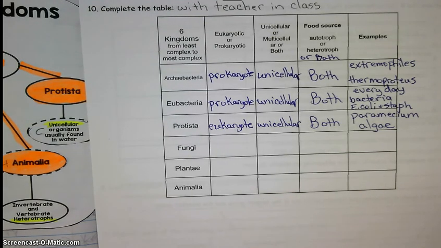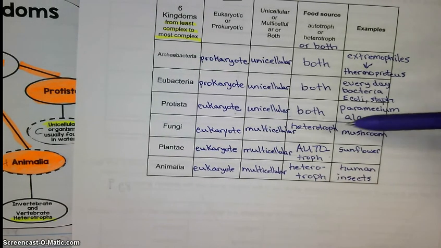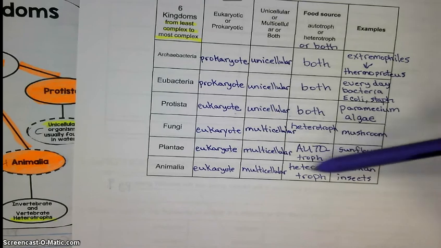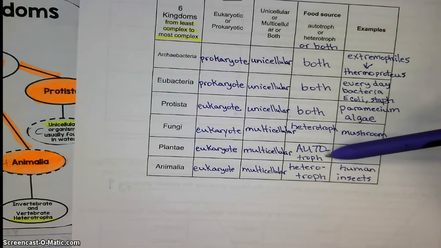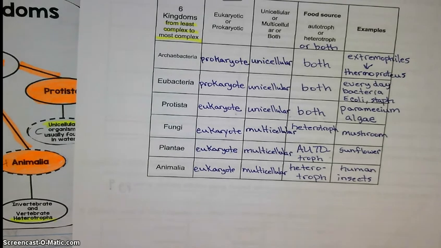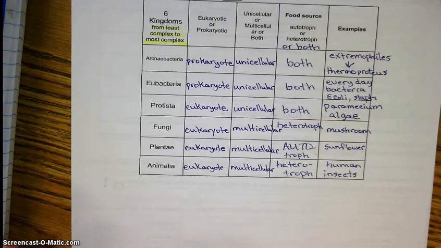Next we have fungi. And fungi are eukaryotic, multicellular, they're always heterotrophs, and they are mushrooms. They happen to be decomposers, but that is a heterotroph. Plants are eukaryotic, multicellular. They're the only one whose characteristics are all autotrophs, and an example is a sunflower. And then Animalia is your eukaryote, multicellular, always heterotrophs, and humans and insects and a lot of other things are animals. So let's take a look at the front.